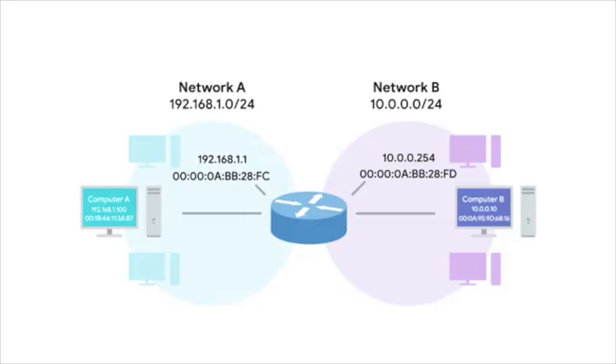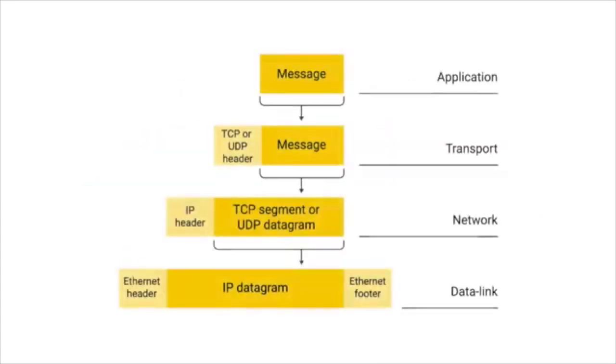A computer on network A with an IP address of 192.168.1.100 sends a packet to the address 10.0.0.10. This computer knows that 10.0.0.10 isn't on its local subnet, so it sends this packet to the MAC address of its gateway, the router. The router's interface on network A receives the packet because it sees that destination MAC address belongs to it. The router then strips away the data link layer encapsulation, leaving the network layer contents, the IP datagram.